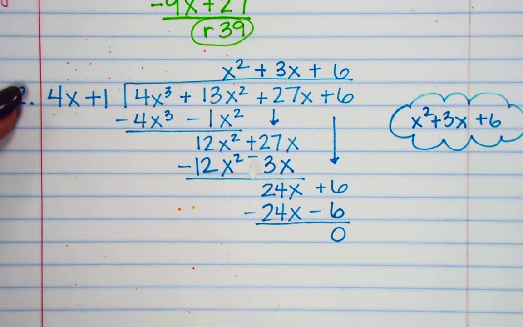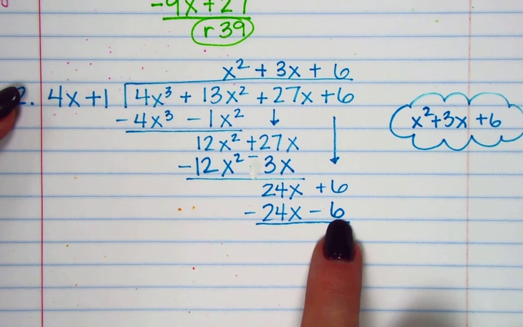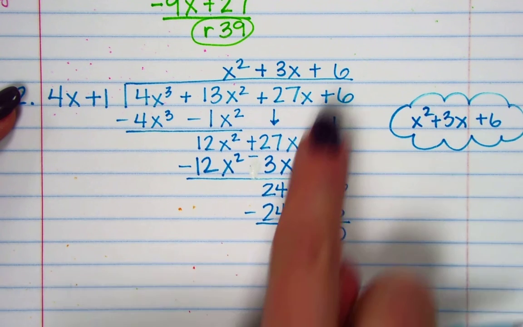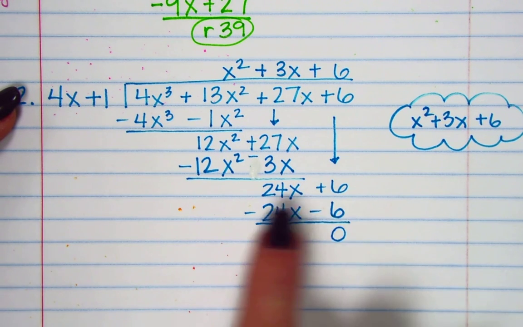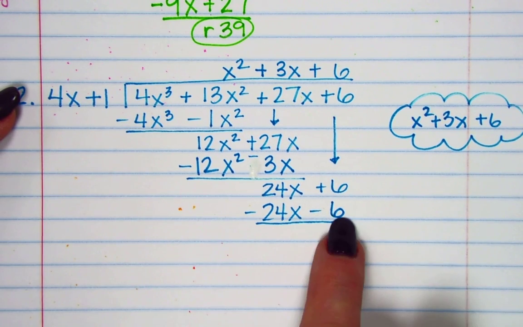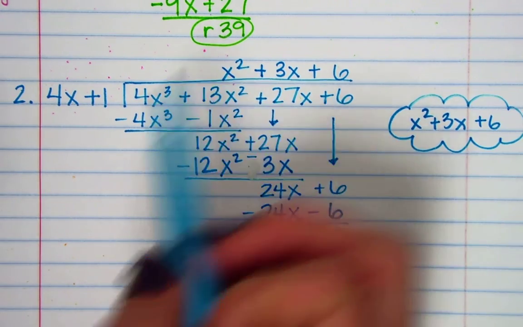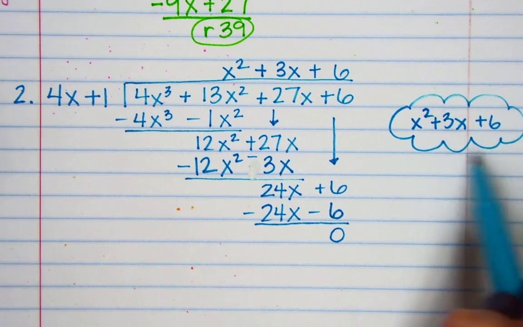Yes? How did you get to a -6? The -6 right here? I did 6 times 4 to give me 24x and 6 times 1 to give me 6. And then we just subtracted both of those because they were on the bottom. Okay, so when I divide this out, I get this.